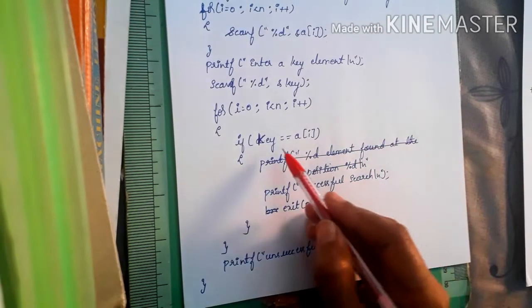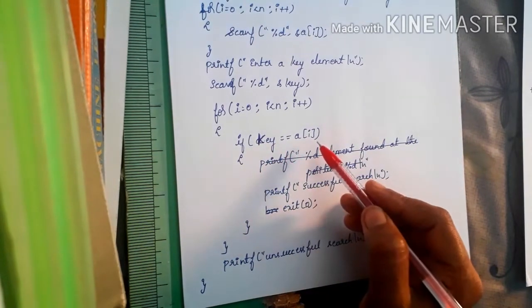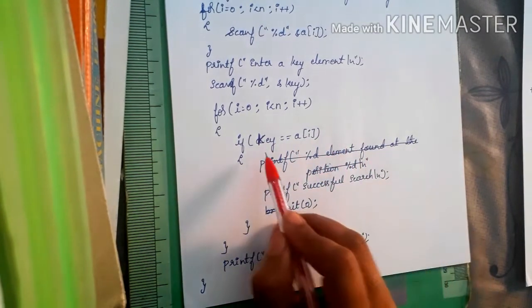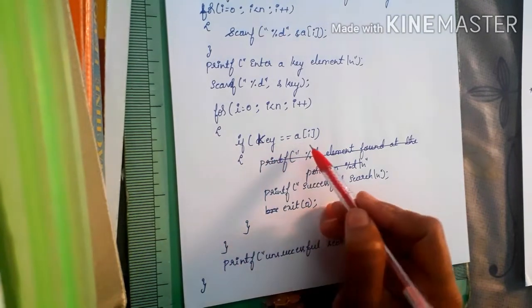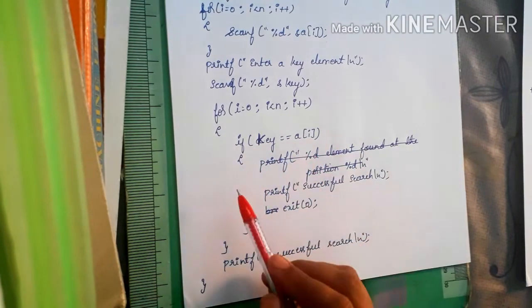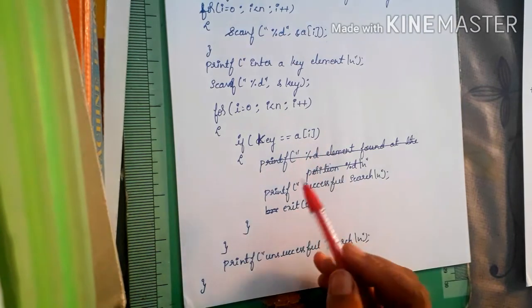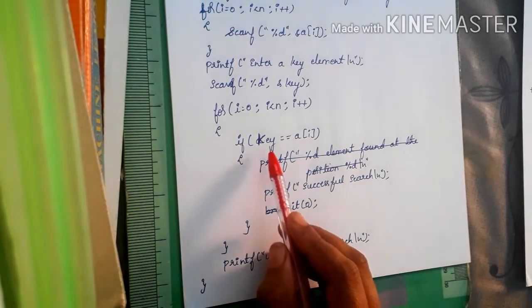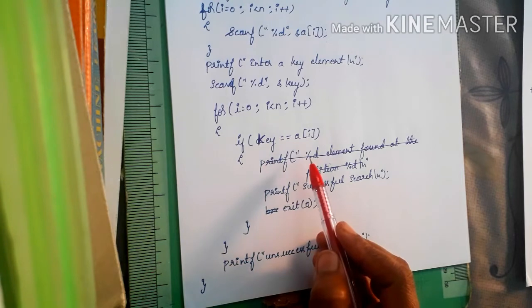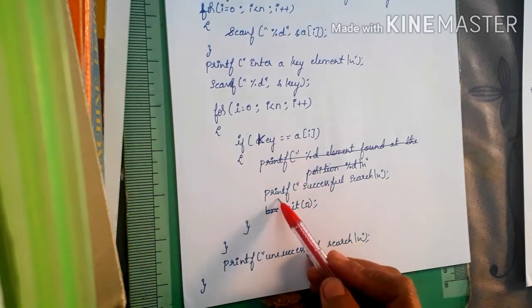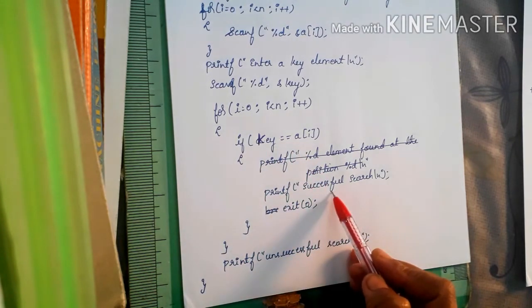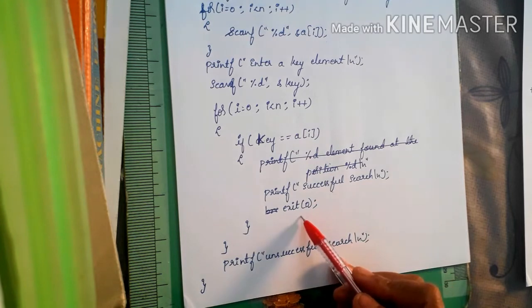Next, we compare the key element with the array elements one by one. That is, key is compared with A of i. In case the key element is equal to A of i, it means the key element is found in the array. So in that case, we print the message successful search. Then exit 0 means we want to stop the execution of the program.